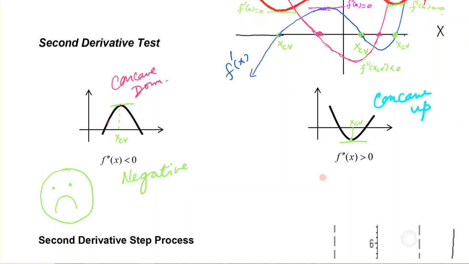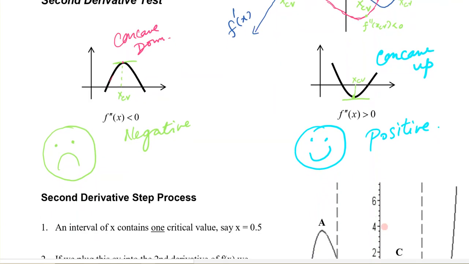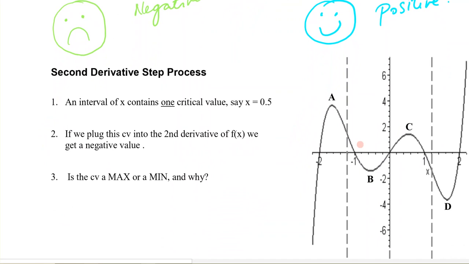And a way to memorize this is, when you're feeling positive or when you are cheered up. So concave down means negative, concave up means positive. Second derivative positive. And now I'm going to ask you a question. So if an interval contains one critical value, let's say x is equal to 0.5, and we plug in this critical value in the second derivative, and we get a negative value in the end. So you need to answer me whether that's a point of maxima or a point of minima.